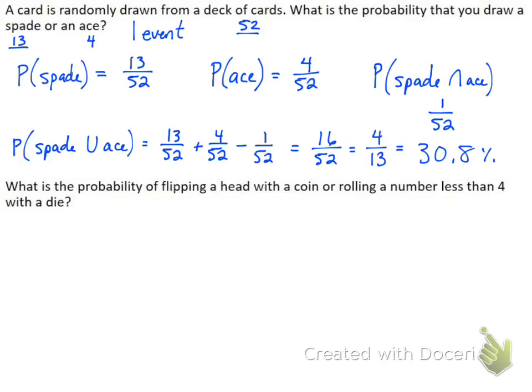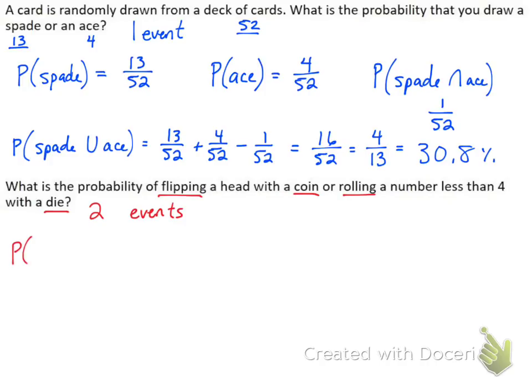And then the very last problem, what's the probability of flipping a head with a coin and rolling a number less than 4 with a die? What we have to realize here is I'm flipping a coin and then I'm rolling a die. So this becomes 2 events. So it's going to change our and probability when we do this. So I'm still doing or probability.